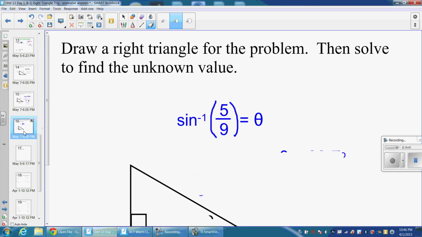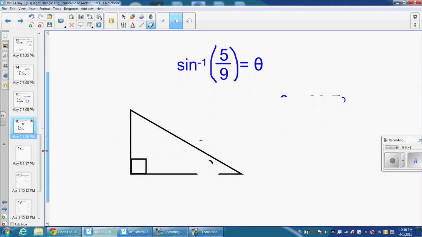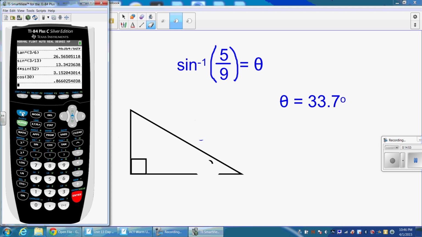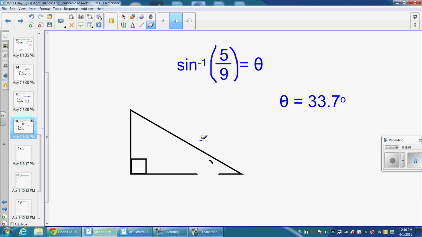All right, pause the video for this last one and see if you can set up a triangle that has a sine inverse of 5 over 9. All right, so you can quickly solve it by just typing that in your calculator. You could type second sine of 5 divided by 9, and you solve it and get 33.7 degrees.